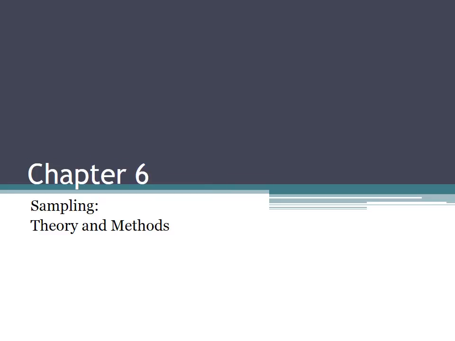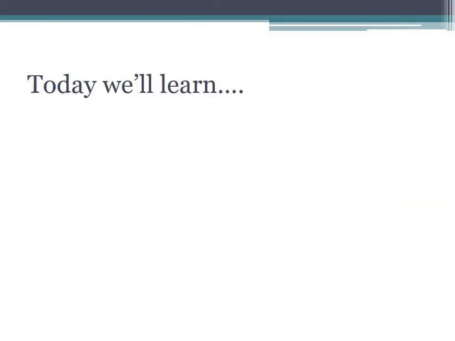All right, today we're going to talk about Chapter 6, which is the chapter on sampling. We're going to talk about what sampling is, some theories behind it, why we use it, and then the actual methods that we're going to use to develop our samples or to determine our samples.